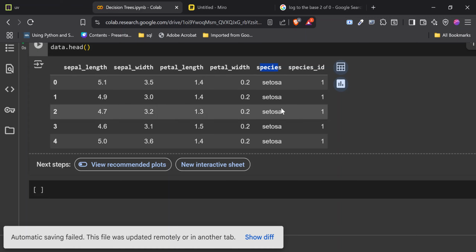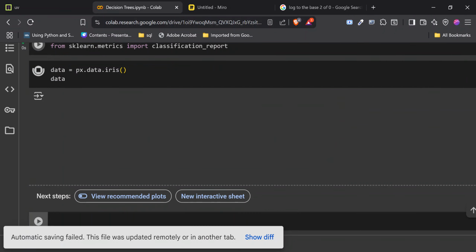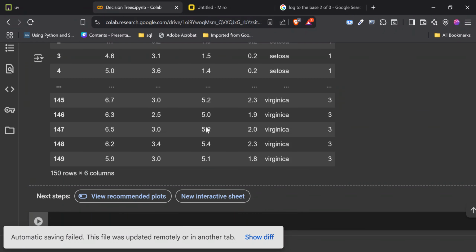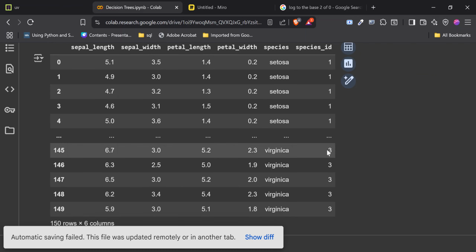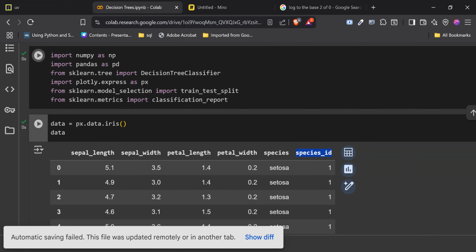So we're going to actually drop the species, instead of having to encode and all of that. So this species ID is already helping us. So we're going to just drop this species here. These species here are the thing that we want to predict, but they've already been encoded into species ID. So if I just run data alone, can you see? Virginica is 3, Setosa is 1. So we're going to be predicting the species ID.